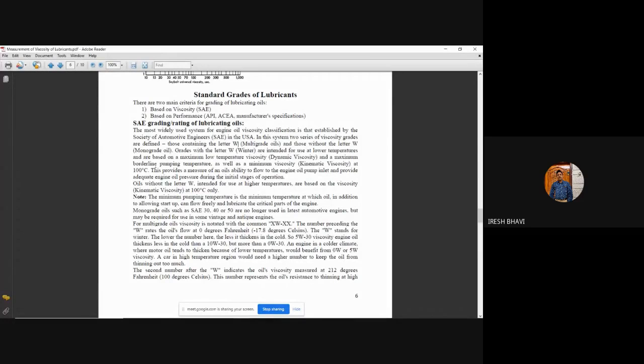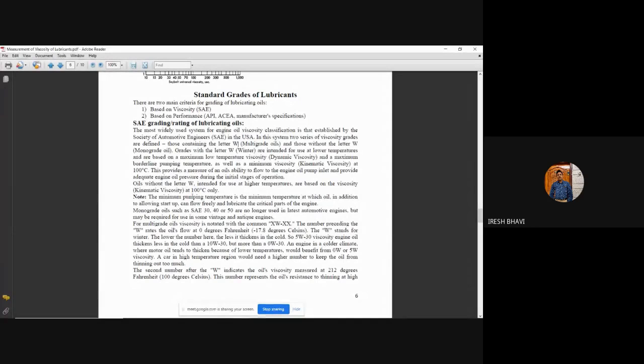Now, let me show you how they are graded. Oil without the letter W is intended for use at high temperature. Without letter W means without winter condition, they can be used at high temperatures, but they cannot be used at low temperatures. That is, in winter season, they cannot be used. Hence, their viscosity is measured at 100 degrees Celsius.